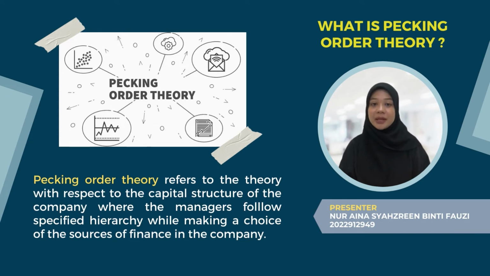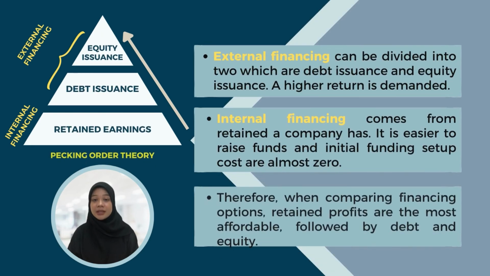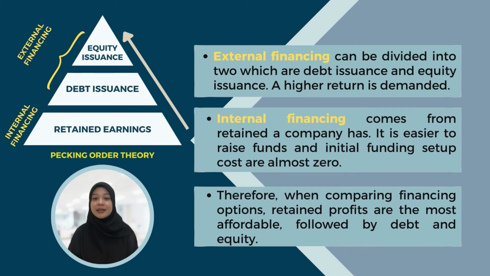So, what is the pecking order theory? In corporate finance, pecking order theory refers to the theory with respect to the capital structure of the company where the managers follow a specified hierarchy while making a choice of the sources of finance in the company. According to the hierarchy, the first preference is internal financing, followed by external financing where debt will be considered first to generate funds and succeeded by equity.